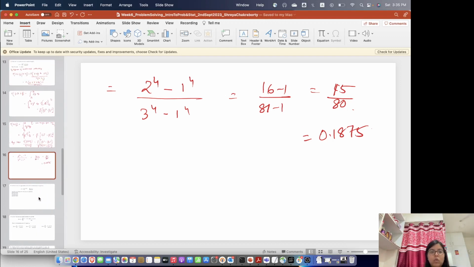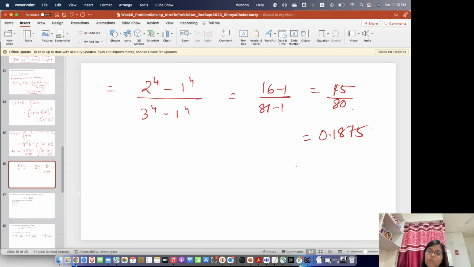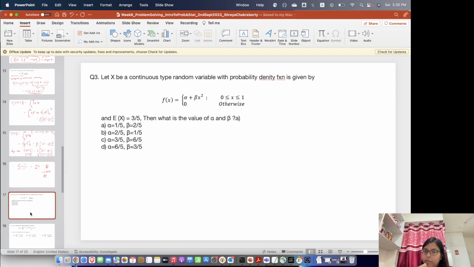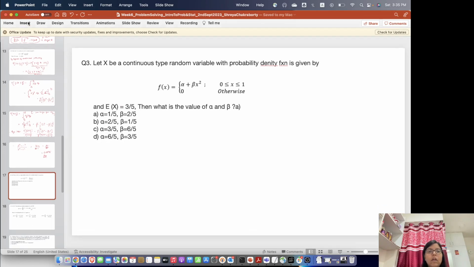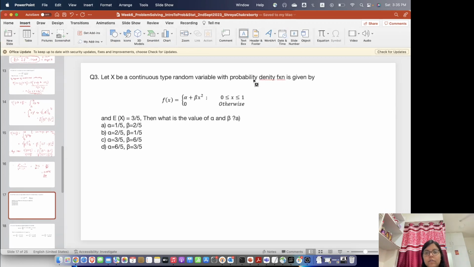Now we'll move on to the next one. So this is the answer. This is how we would find out conditional probability distribution. Let us consider this one. So here we have a continuous density function given by this, where alpha and beta are unknown. Now we have to find out the values of alpha and beta.